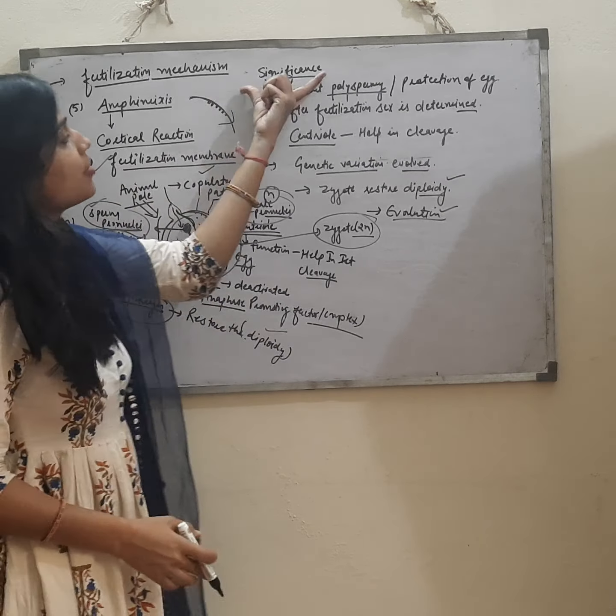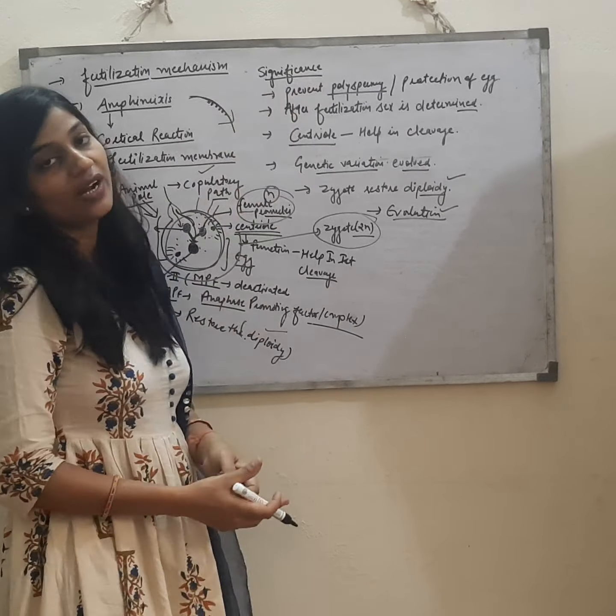Now these are the significances of fertilization. First one is prevention of polyspermy or protection of the egg. This fertilization membrane prevents polyspermy. After fertilization, you know the sex of the particular zygote. Centrioles help in the first cleavage.